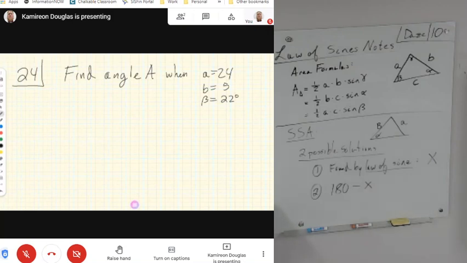The problem specifically says on 24, if you read your instruction, use the law of sines to solve, if possible, the missing side or angle for each triangle, or triangles in the ambiguous case. The ambiguous case is the second solution. So it's saying right to your face, it's possible this doesn't work. It's possible there's more than one solution.